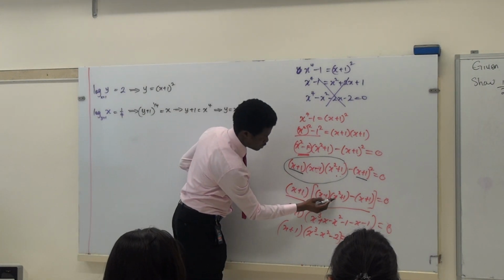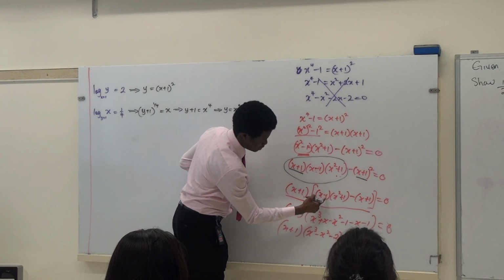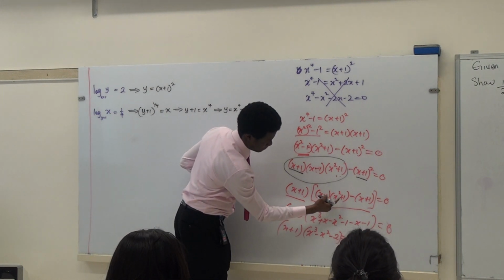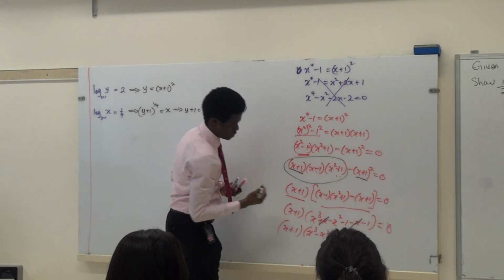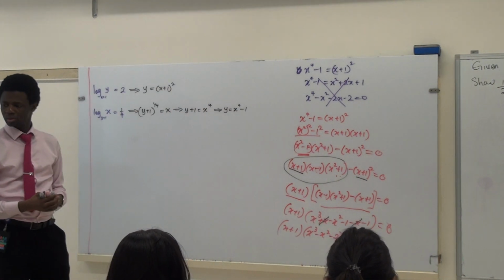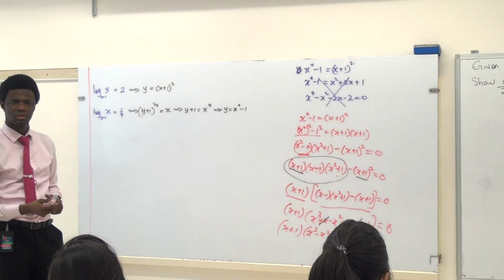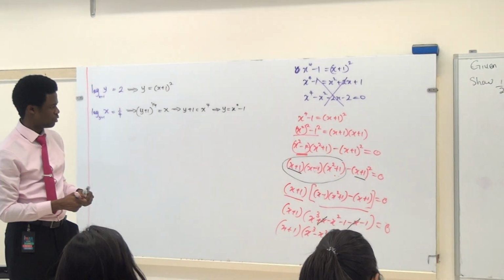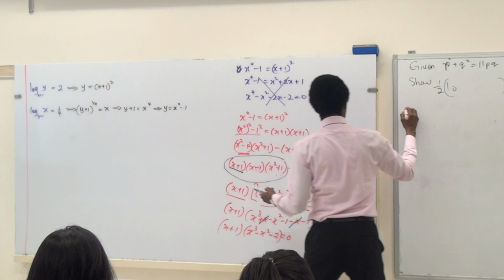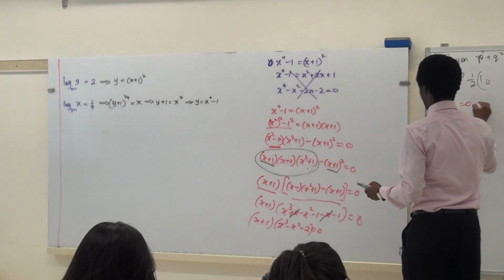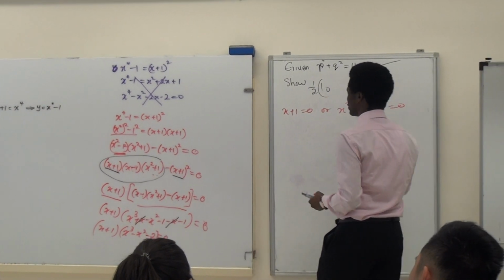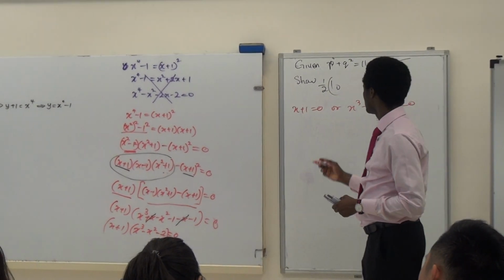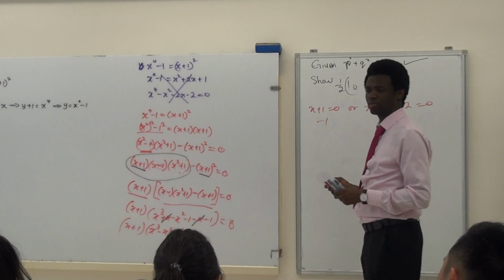I'm thinking this is x cubed plus x, then minus x squared minus 1, then minus x minus 1. So this and this goes. Am I right? So definitely all I need to solve now is either x plus 1 is 0 or x cubed minus x squared minus 2 is equal to 0. Okay? And this will give me -1, that's the first solution.